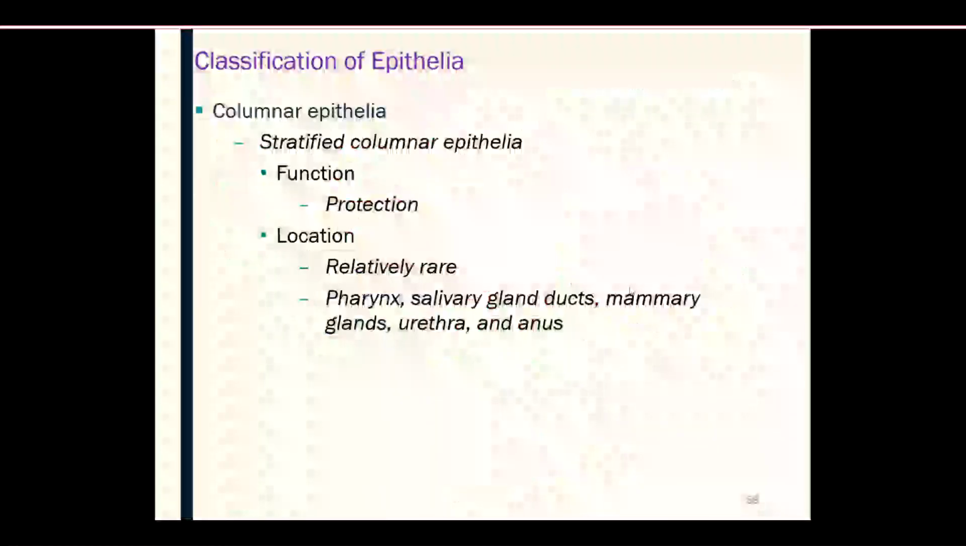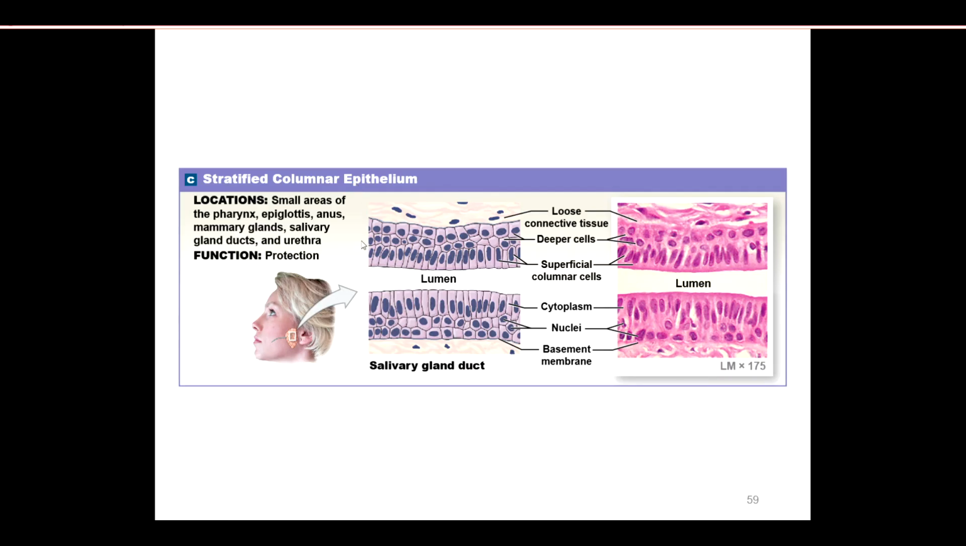Okay, the last epithelium that's columnar is stratified columnar. This is also relatively rare in the body. Again, since it's stratified, they're involved with protection. So they're found in small areas, right? Small areas of the throat, the pharynx, some salivary gland ducts. Salivary gland ducts are involved with making saliva. Mammary glands, right in the breast, the urethra, and the anal area. So since it's stratified, it's involved with protection.